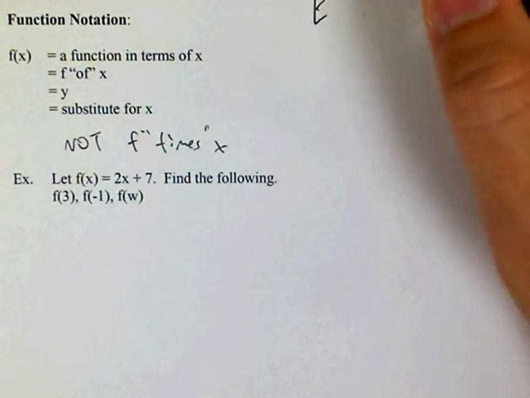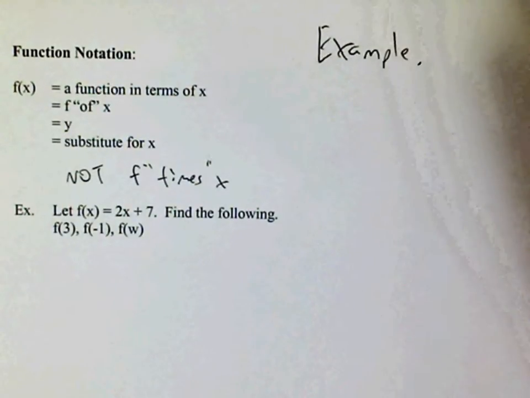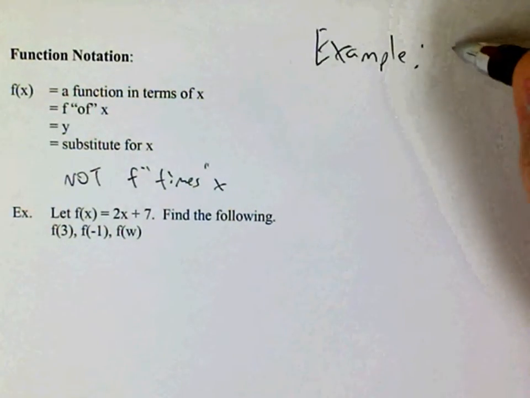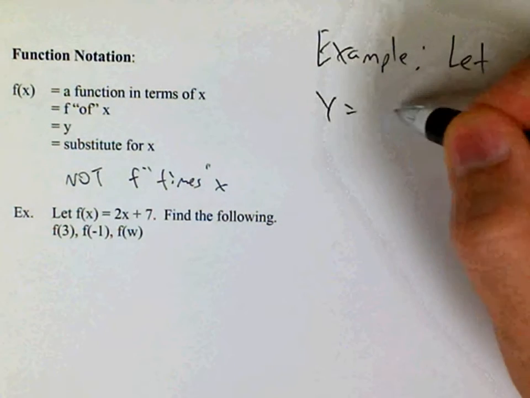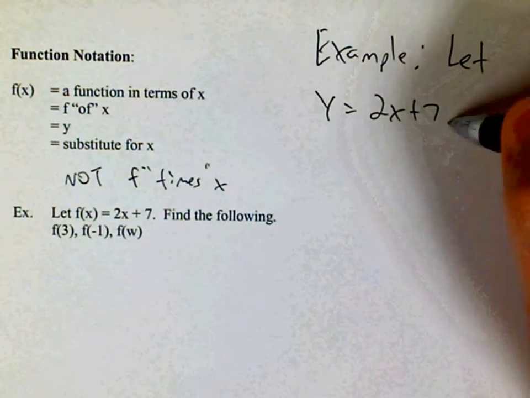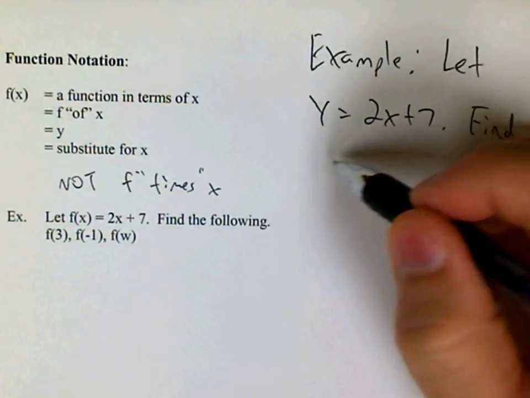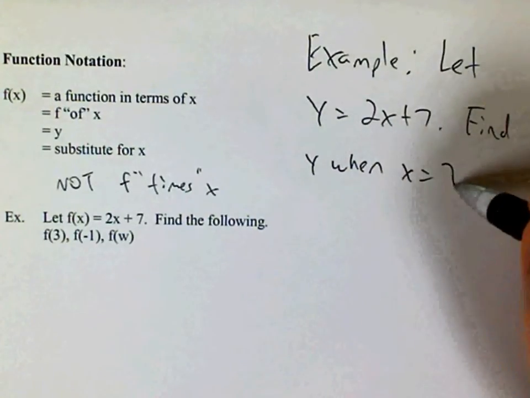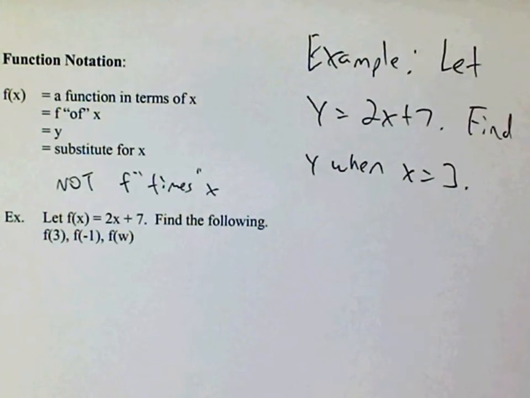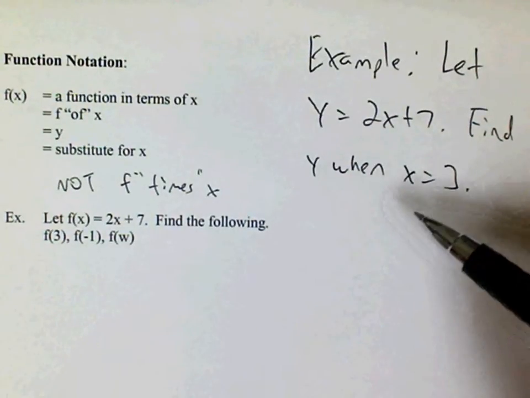Example. We'll write this one out. Let y equals 2x plus 7. Let's find y when x equals 3. I'm going to use this example to show you how this other example is actually performed and why it is what it is.